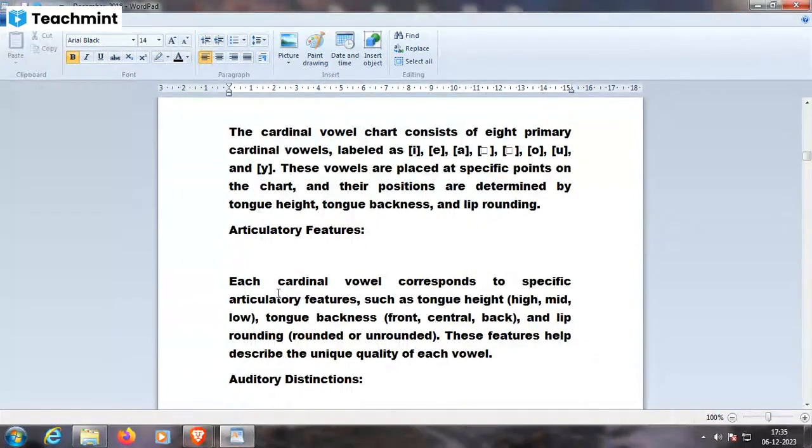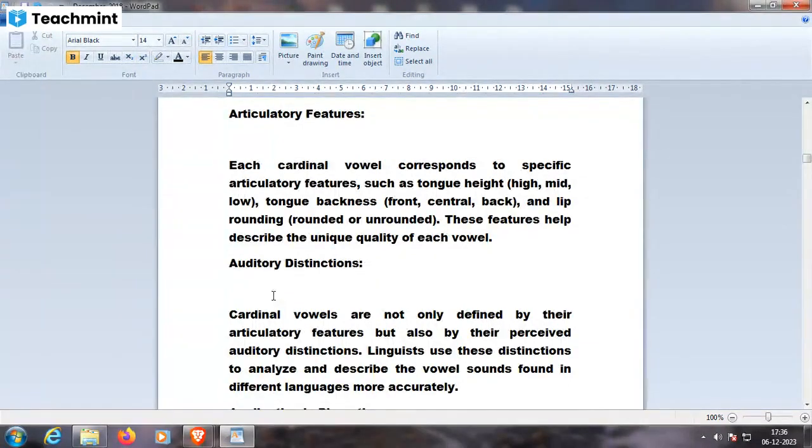Articulatory features. What are these? Each cardinal vowel A, E, I, O, U corresponds to specific articulatory features of the tongue. How you use your tongue. A, E, when you open your mouth in between the teeth. I, open your mouth. O, from inside your mouth. U, when you open both and you pronounce it. High, mid, low, these are said to be. So back of the tongue, front of the tongue, central. We all use it. That is called auditory features.